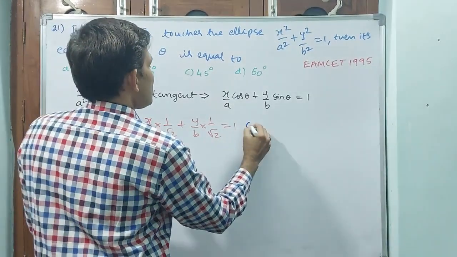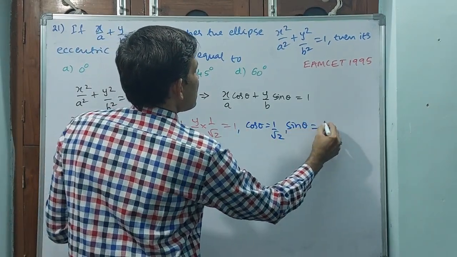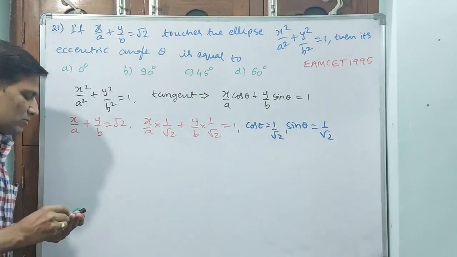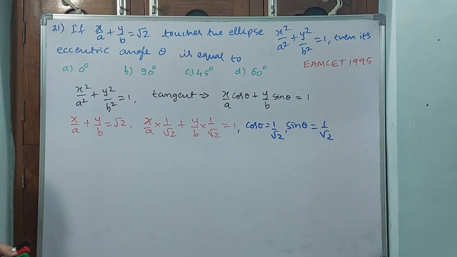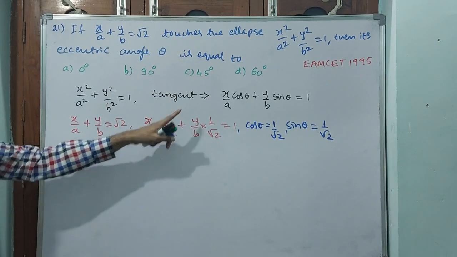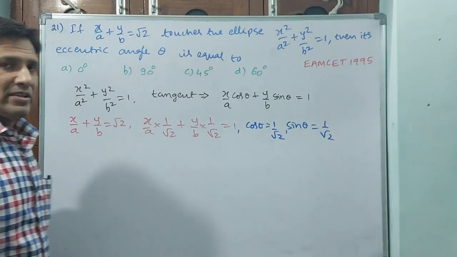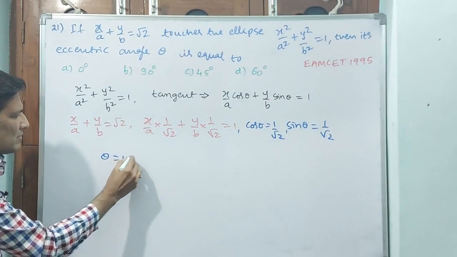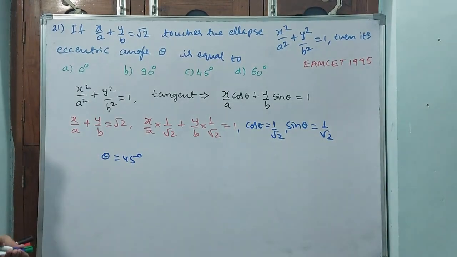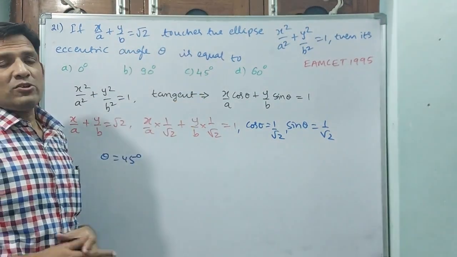Now you compare these two. What will happen? Cos theta is equal to 1 by root 2, sin theta is equal to 1 by root 2. In place of cos theta, 1 by root 2 is there, and in place of sin theta, 1 by root 2 is there, so it matches. Now you tell me, where are cos and sin both 1 by root 2? At 45 degrees, because cos pi by 4 is 1 by root 2 and sin pi by 4 is also 1 by root 2. That means theta is 45 degrees. C is your answer.